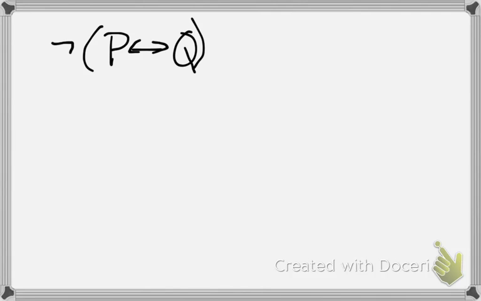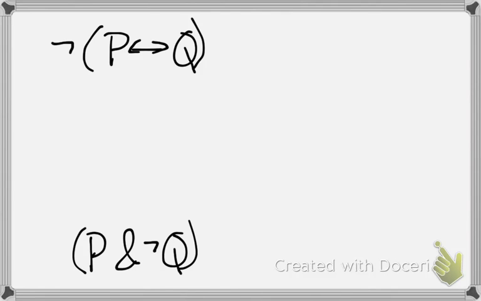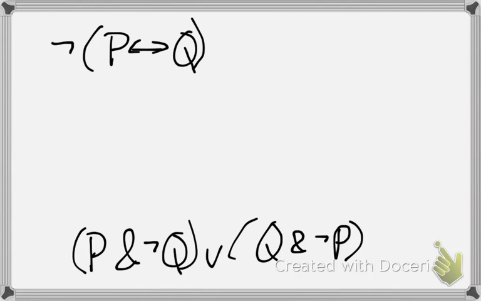Let's look at another little proof bit. So suppose we have the formula, it's false that P if and only if Q. And let's suppose we want to get to the formula P and not Q, or Q and not P, for some reason.